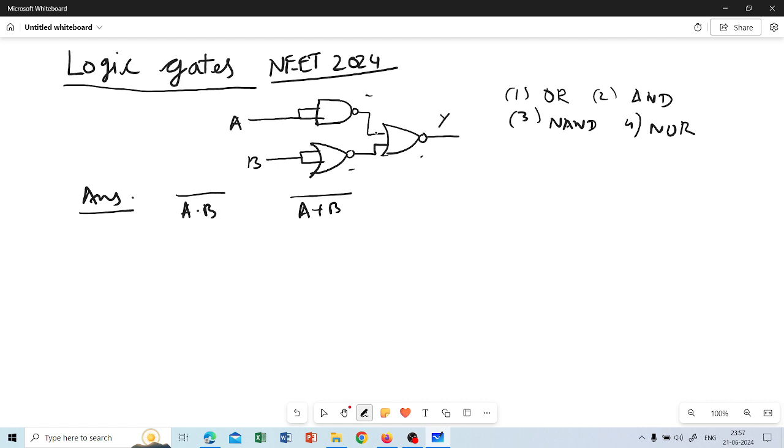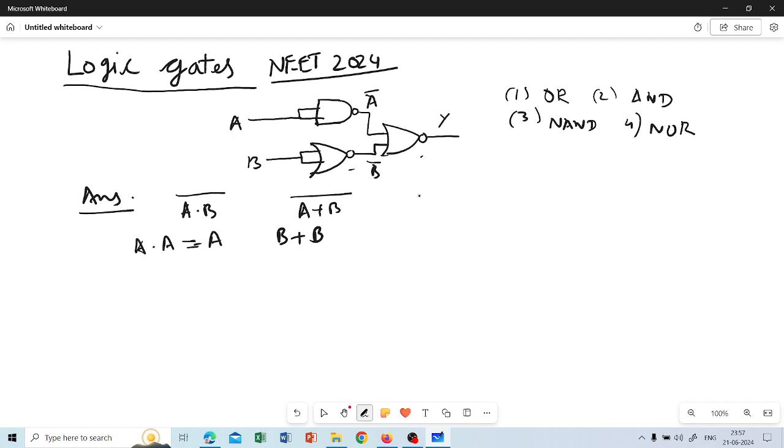Before starting, I will solve in a conventional manner. When both inputs are A, what will happen? This and this are A. So A dot A is A. This is Boolean algebra: A dot A is A. So A dot A whole bar is A bar. Similarly, B plus B is B, so B plus B whole bar is B bar.